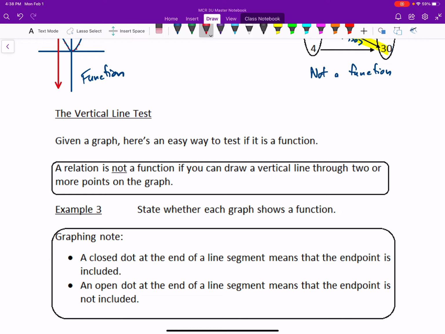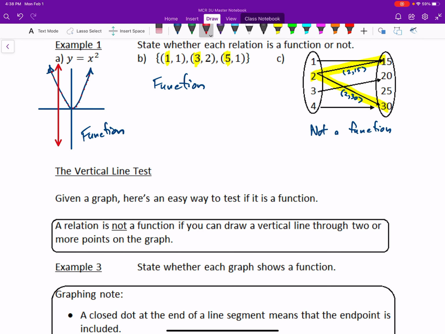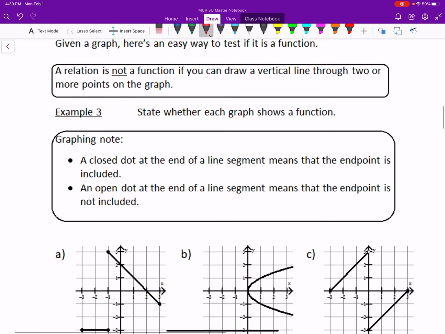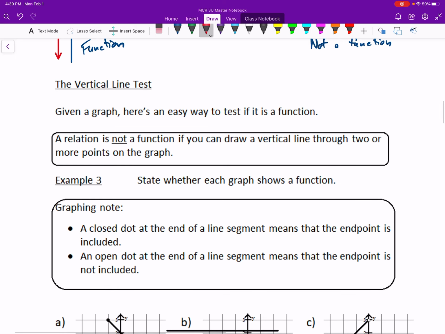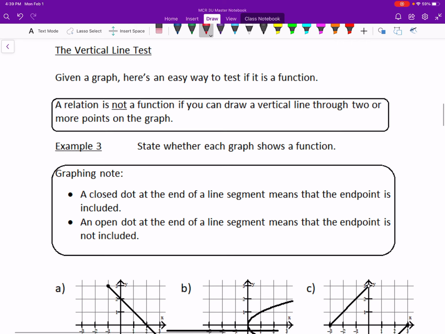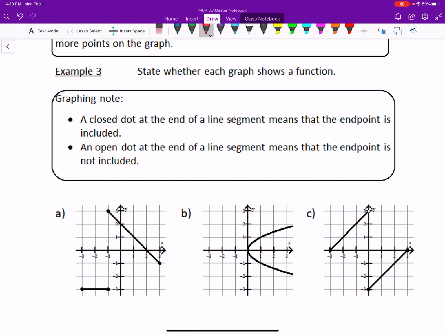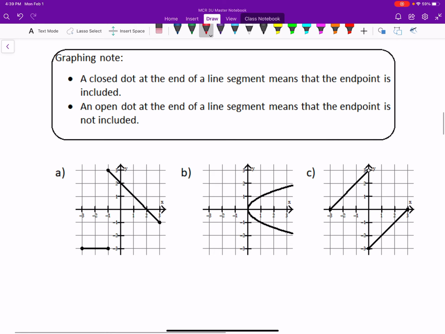So again, if I can't draw a vertical line through the graph in more than one place, then it's passing the vertical line test and it is a function. When I put a vertical line through it, it does touch it in more than one place, it's not a function. So that only works for graphs, of course, but it's an easy way to do it. State whether each graph shows a function.